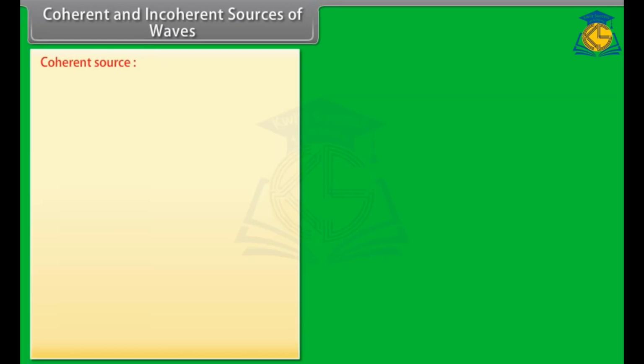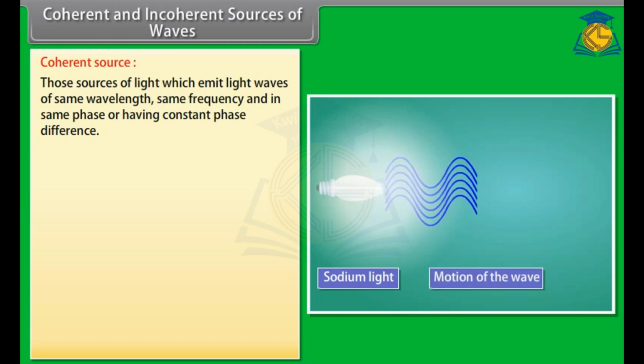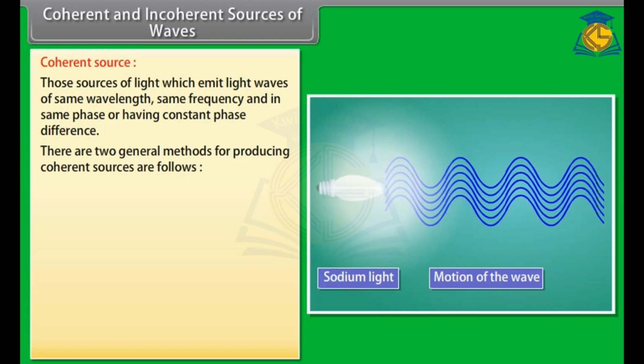Coherent and incoherent sources of waves. Coherent sources of light are those sources of light which emit light waves of same wavelength, same frequency and in same phase or having constant phase difference. There are two general methods for producing coherent sources as follows.